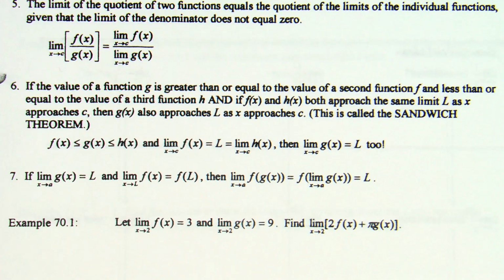One last one before we move on to actual examples. Number 7. If the limit as x approaches a of g of x equals L, and the limit as x approaches L of f of x equals f of L, then the limit as x approaches a of f of g of x is going to be f of the limit of g, which equals L.